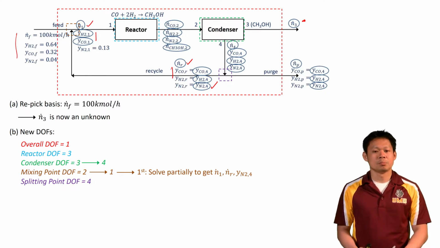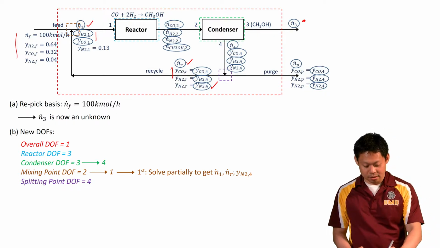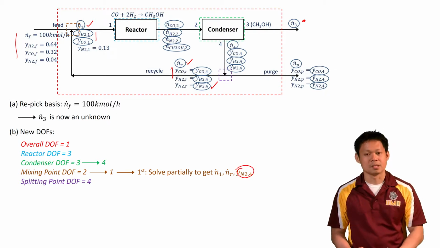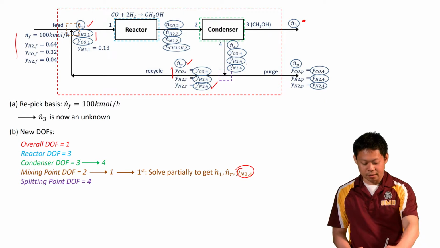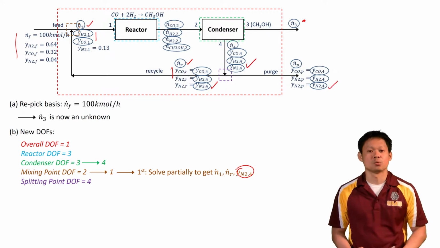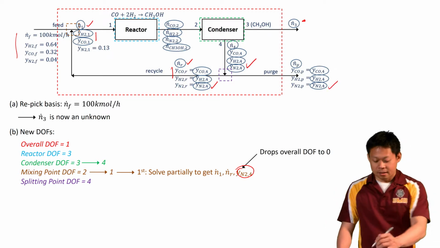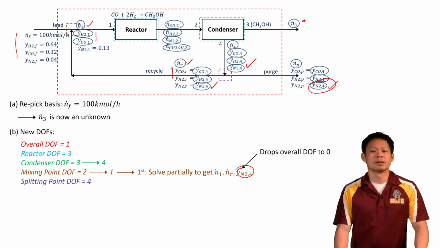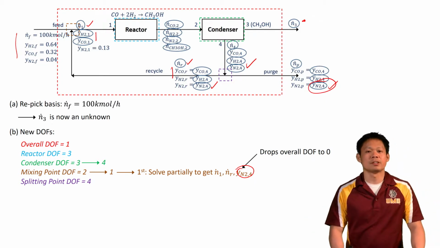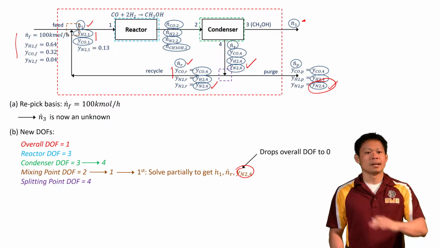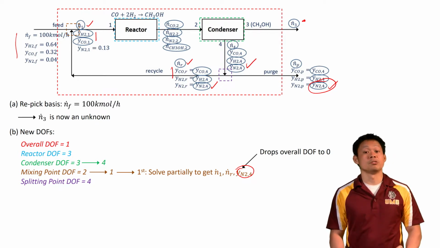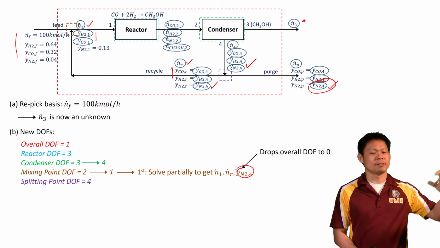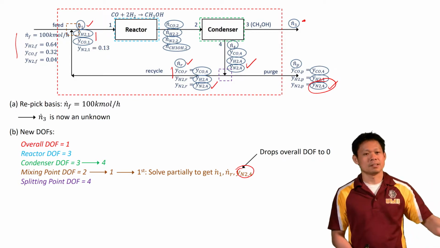But once we get to this point, you'll realize that this YN2 in stream 4, because of this idea of a splitting point, will hit this and will hit this as well. And you'll realize that down here, this is part of the overall system. So once we have that mole fraction of nitrogen in stream 4, it allows the overall system degree of freedom to drop to 0.